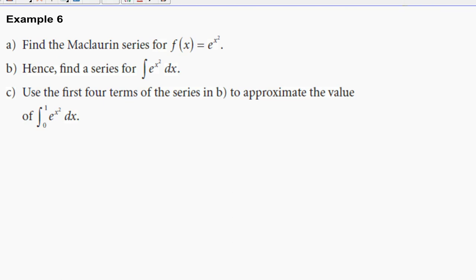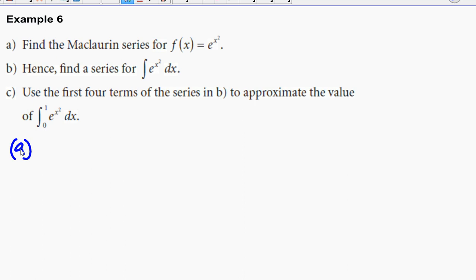In this question, you are required to find the Maclaurin series for e to power x squared, and then find the integral of that, and then use that to approximate the value of that integral. So let me start with A.